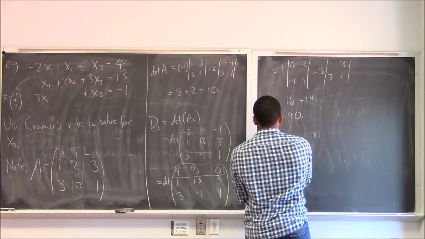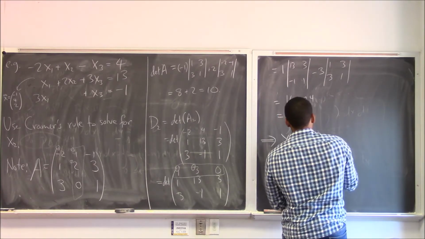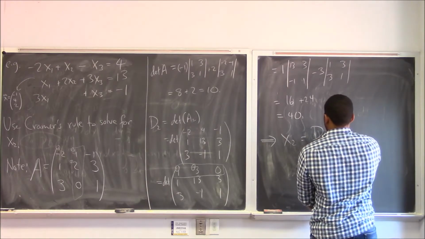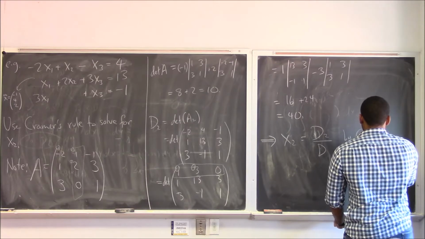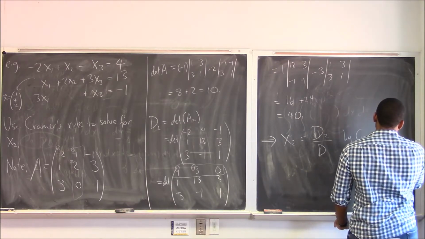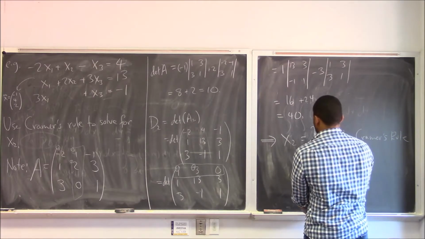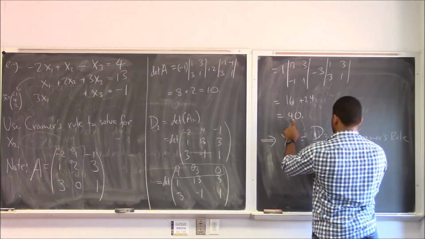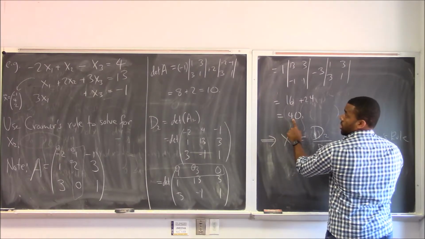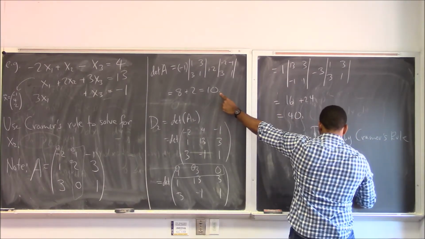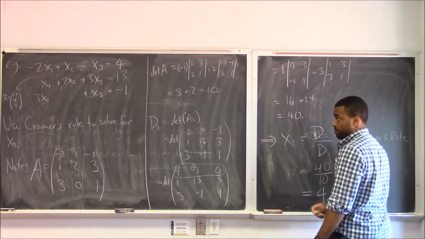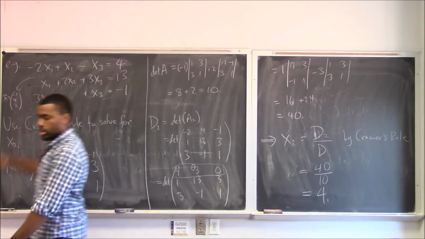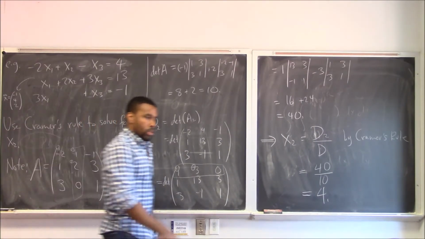So this would mean that my x2 is equal to D2 over D by Cramer's rule, which is going to be equal to, I just found this determinant, that's 40. I found the D earlier, that's 10. And so the answer should be 4, which we know. So that's just Cramer's rule.